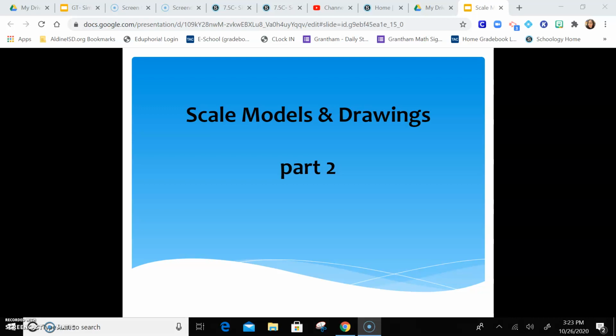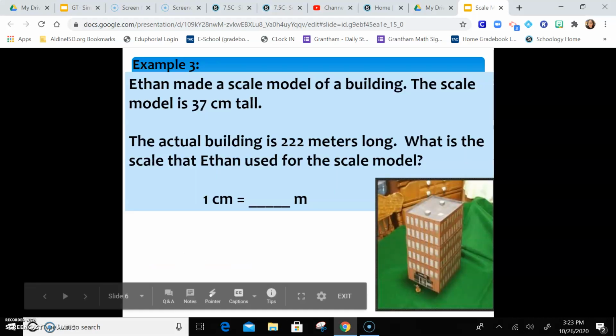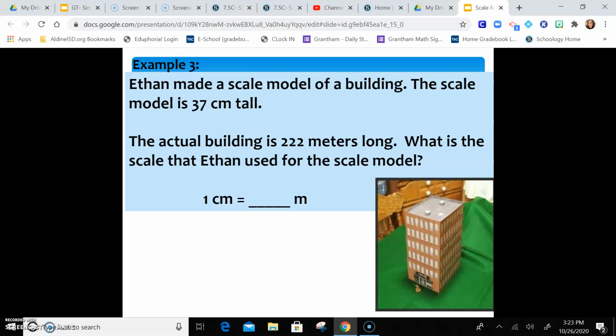So on the first video, we did focus more on the drawing side and basically on the map side of it all. So we're going to go ahead and move into some more real-life examples using scale models and scale drawings. So example number 3, Ethan made a scale model of a building. The scale model is 37 centimeters tall, and the actual building is 222 meters long. So what is the scale that Ethan used for the scale model?